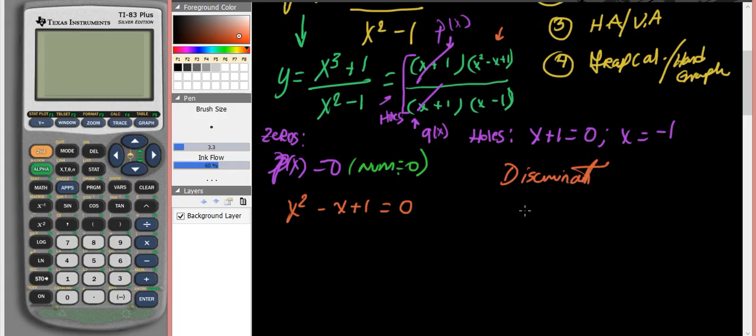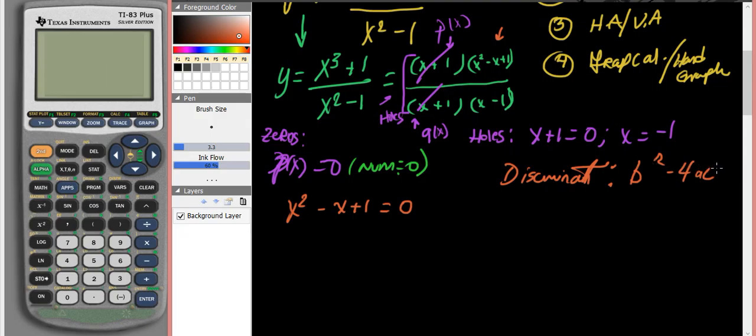we'll plug it in here. The discriminant is b squared minus 4ac. And remember, when you substitute this in, it needs to be less than 0. I'm sorry, greater than 0.